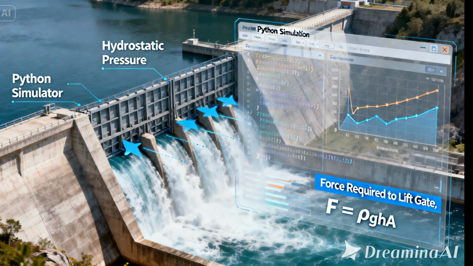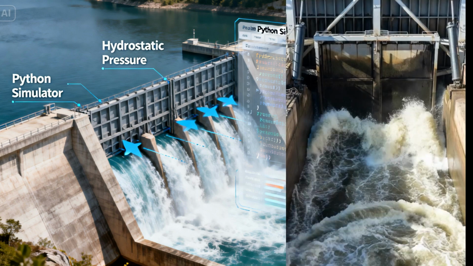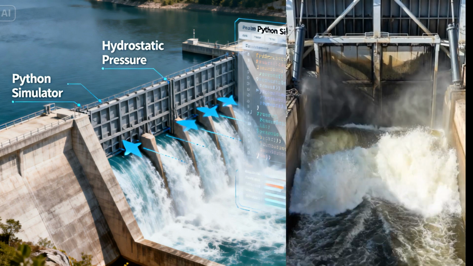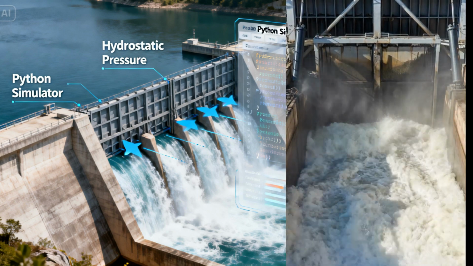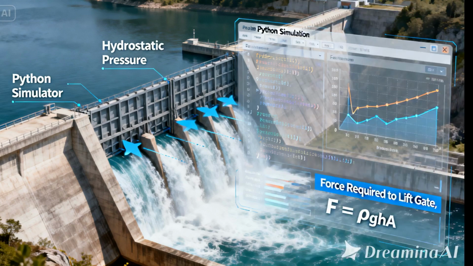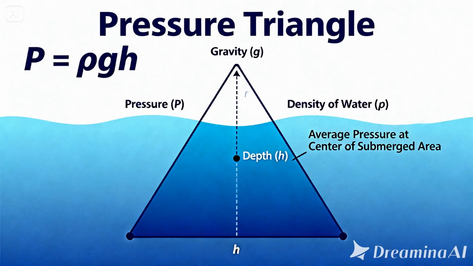Before we write a single line of code, we have to understand the physics. Imagine a vertical gate holding back a reservoir. The water isn't pushing on that gate equally. At the surface, the pressure is zero. But as you go deeper, the weight of the water above starts to stack. This creates what we call the pressure triangle. The pressure P is equal to the density of water, ρ, times gravity, g, times the depth, h.